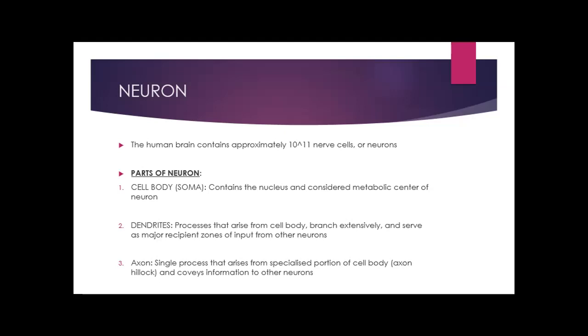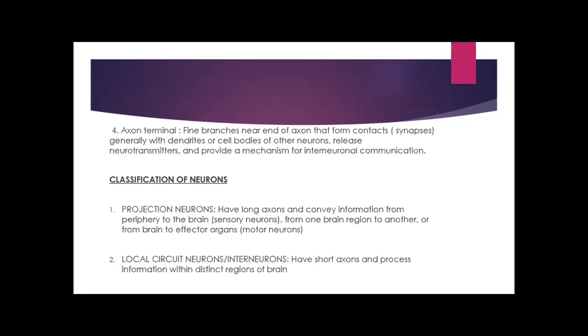Then we have the axon. It's a single process that arises from specialized portion of cell body or axon hillock and conveys information to other neurons. Finally, we have the axon terminal, which are fine branches near the end of axon that form contacts or synapses, generally with dendrites or cell bodies of other neurons, release neurotransmitters, and provide a mechanism for interneuronal communication.